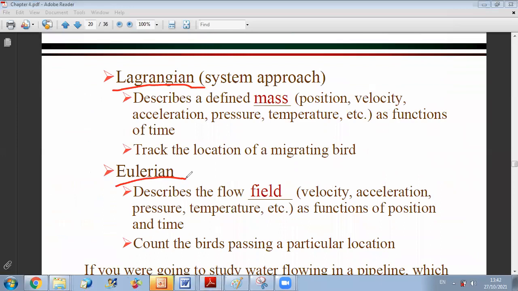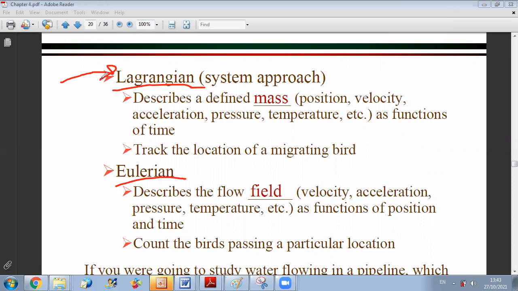So if you go back to the definition of system and control volume, you can see that for the system, I am nearly working with the Lagrangian approach. Why? Because I'm following the mass. So for the system, I have the same particles that I follow. So when we talk about system, this is Lagrangian.